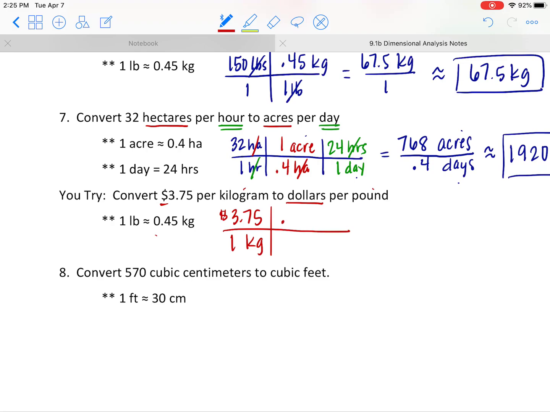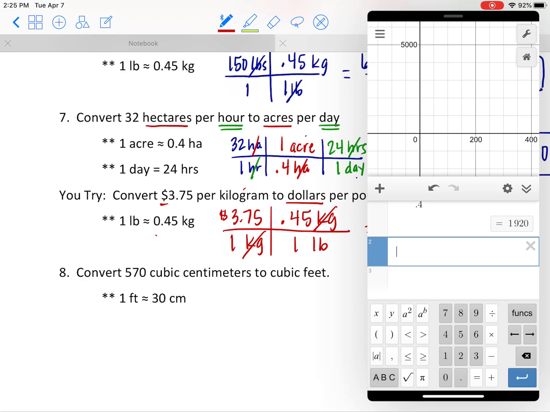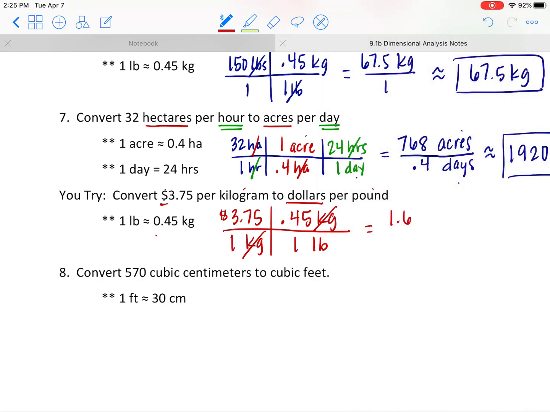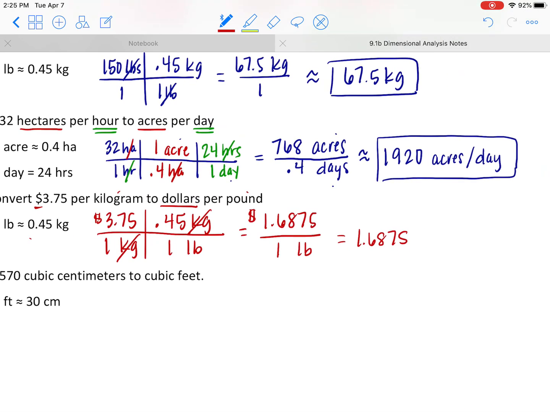So we started with dollars and we're still ending with dollars. That's not a conversion. All we have to do is convert from kilograms to pounds. That's why we only have one unit fraction here. So I'm not messing with the dollars. I just got to get rid of the kilograms. So 0.45 kilograms in 1 pound. Kilograms across from each other makes those go away. And so multiplying on the top, 3.75 times 0.45 is 1.6875, and that dollar sign is still there.